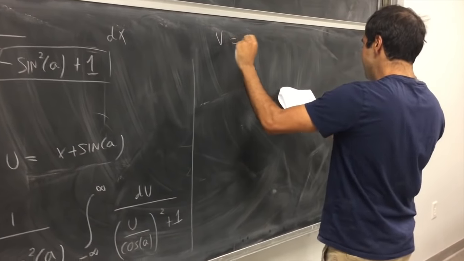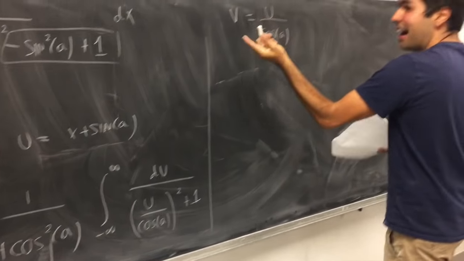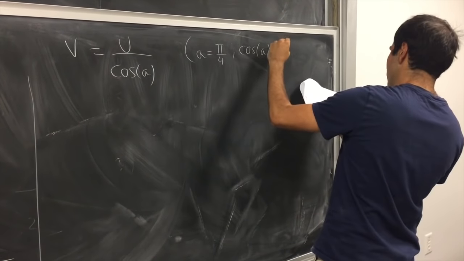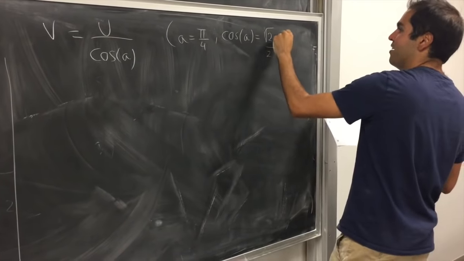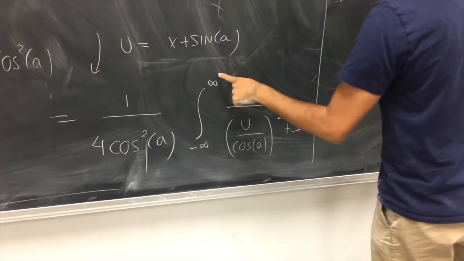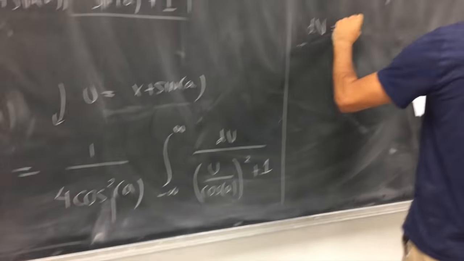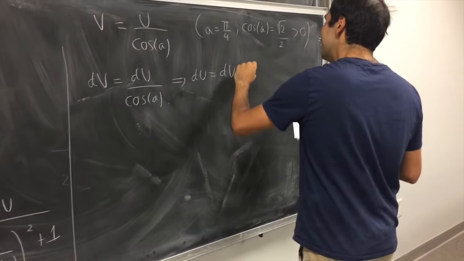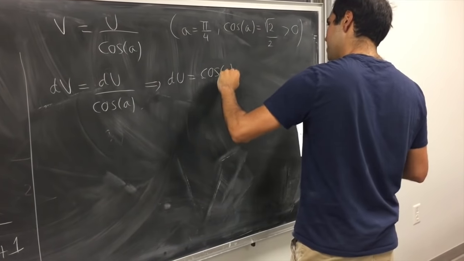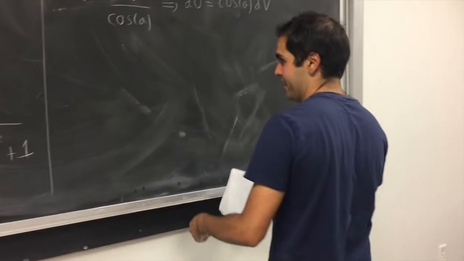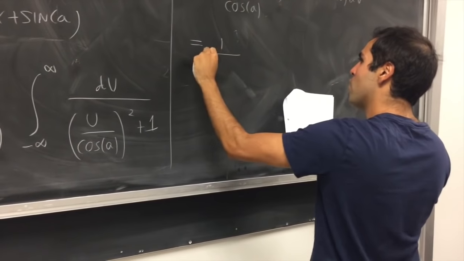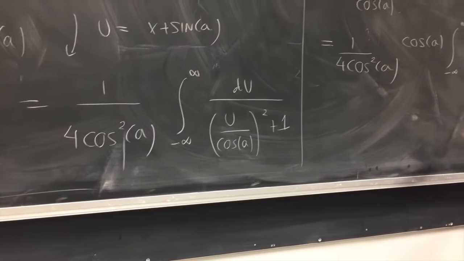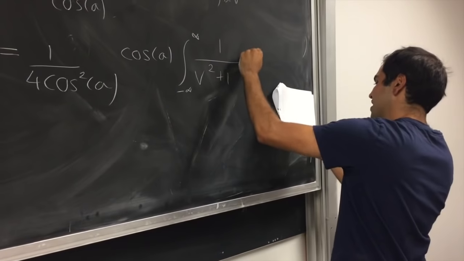Then let's change variable one more time. Let v be u over cosine of a. I remind you, in case you forgot, a equals pi over 4, so cosine of a is square root of 2 over 2, and that's positive. The point is, it doesn't change our orientation when we plug that in. Then dv equals du over cosine of a, so du equals cosine of a dv. So this becomes, again, we're almost done: 1 over 4 cosine squared of a, times cosine of a, integral from minus infinity to infinity of 1 over v squared plus 1 dv.